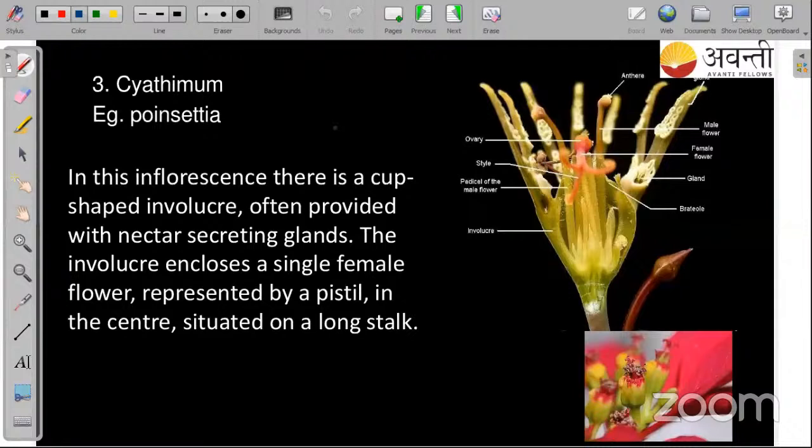Next is the cyathium. In case of cyathium, this inflorescence contains both male and female flowers. What is the structure of it? In this inflorescence, there is a cup-shaped involucre. This cup-shaped involucre contains male flowers as well as female flowers. You can see this is the male flower here in the diagram, and this is the female flower. Okay, chaliye.